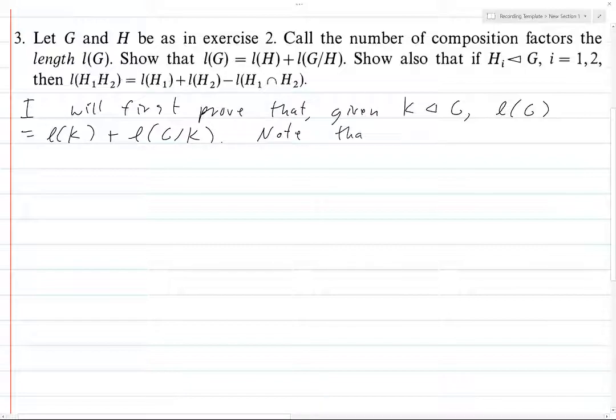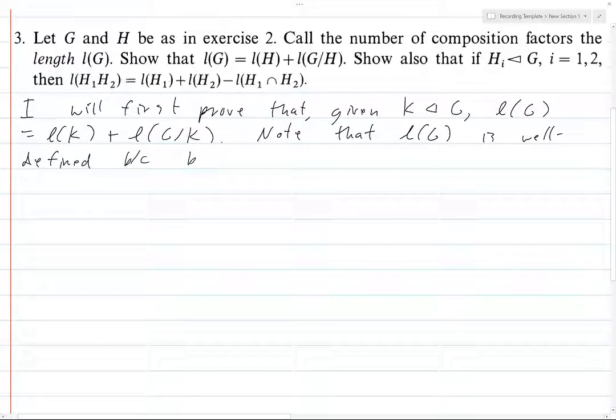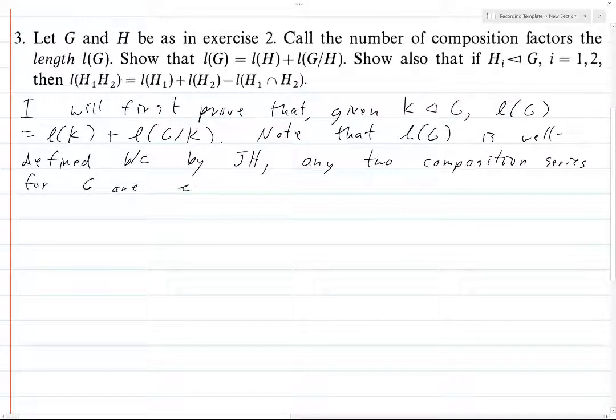first, note that, and this is something that we need to state, that L(G) is well defined because by the Jordan-Hölder theorem, any two composition series for G are equivalent, and thus have the same, I'm going to call this, length.